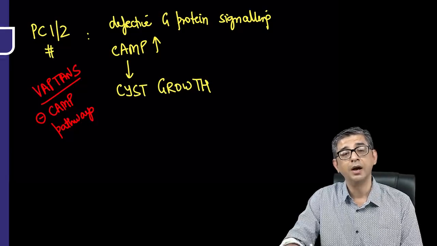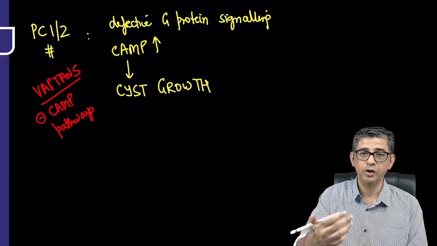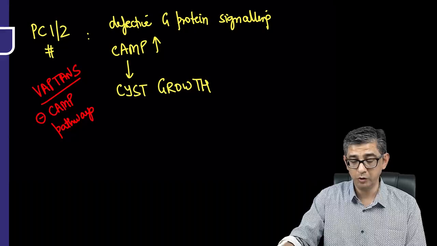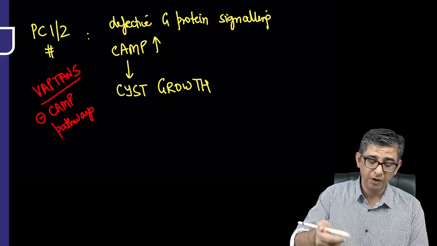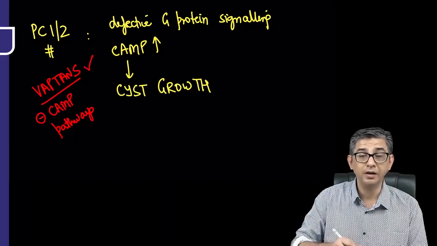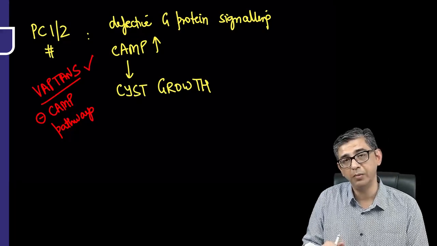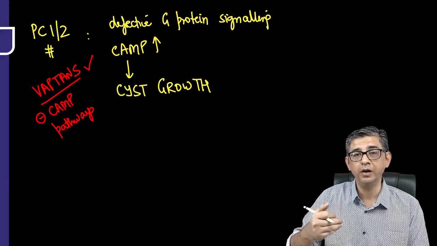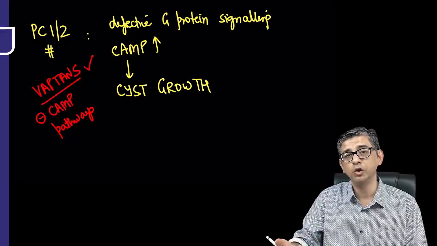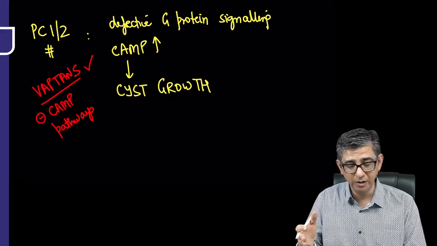I repeat once again, because of the defective proteins, there is going to be upregulation of cyclic AMP, which promotes cyst growth in these patients. And because we were able to document this, we have now been able to prove in clinical trials that vaptans, which inhibit the cyclic AMP pathways, can retard the progression of damage in the kidney, and we can actually slow down the progression to end-stage renal disease in these patients.